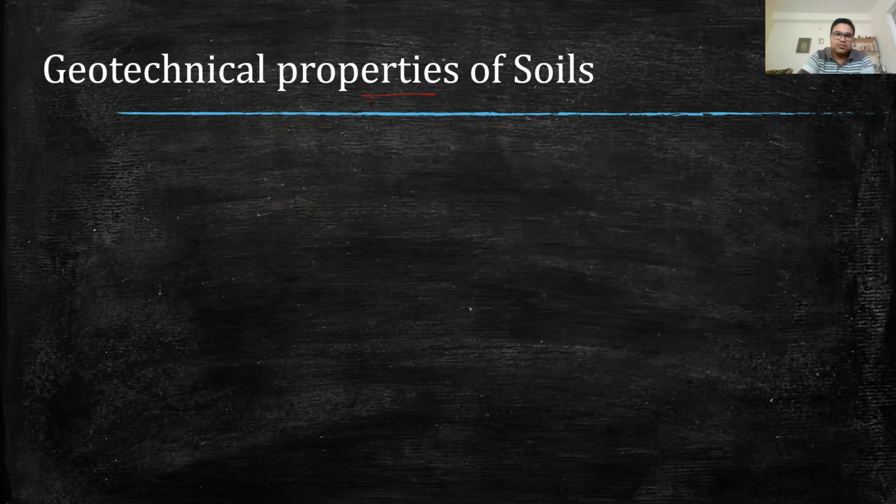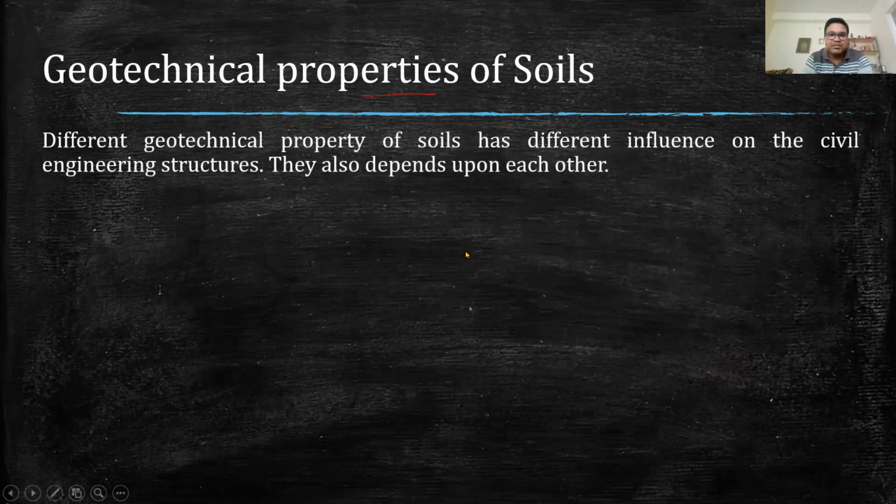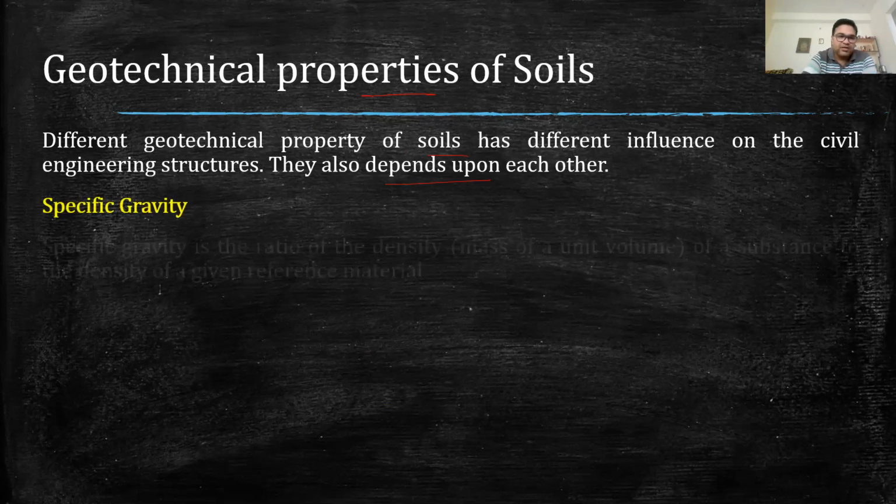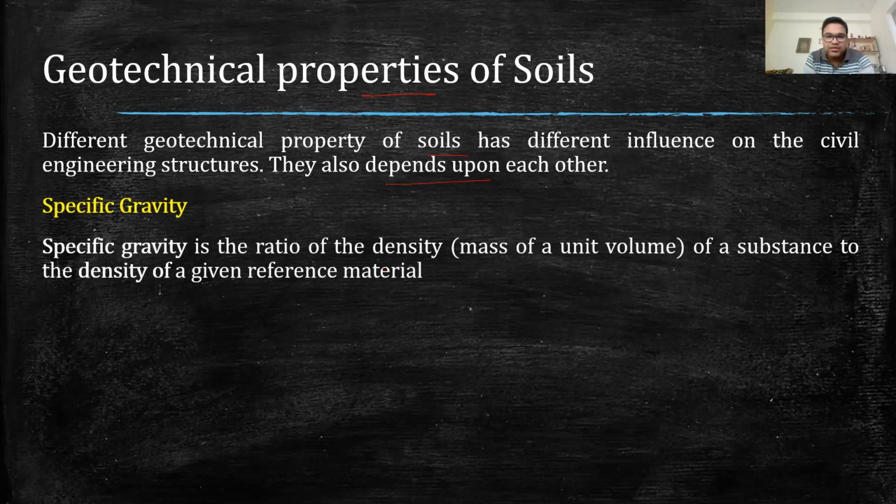So basically there are different geotechnical properties of the soil, and they are actually dependent on each other. Now, the first property of soil is basically the specific gravity. If we define specific gravity, it is basically a ratio of the density of a substance to the density of a given reference material.